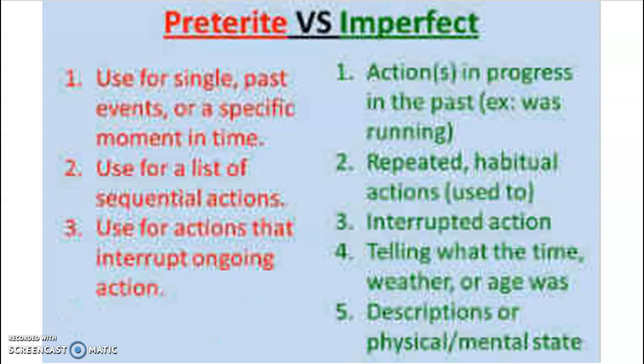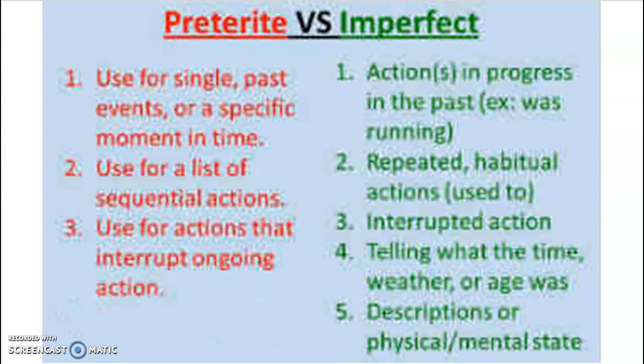This fuzzy slide, pardon the quality of this image, is pretty good as a listing of the kind of different things to primarily consider. For the preterite, it's used for, as we said, single past events or specific moments in time. Right? Or it could be, say, a list of sequential actions, something like a police report. The perpetrator stole the car at 6 a.m., drove down to the corner store, broke in, that kind of thing. A list of single individual actions, right? And so you have preterite used for those.